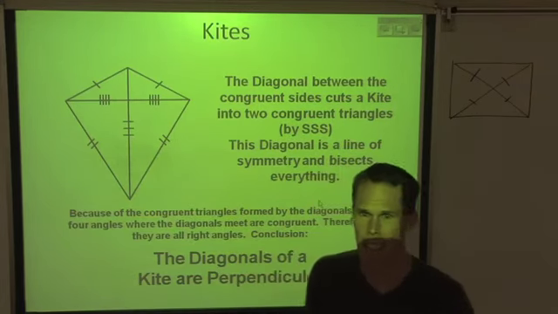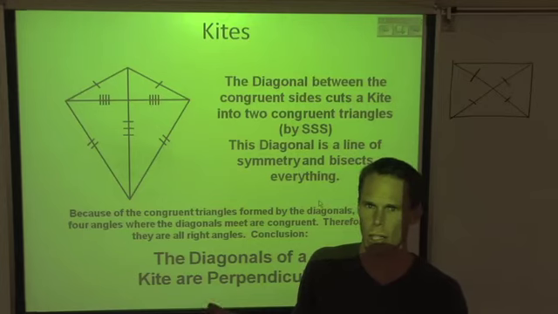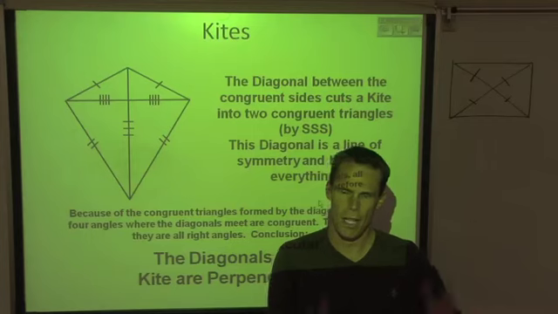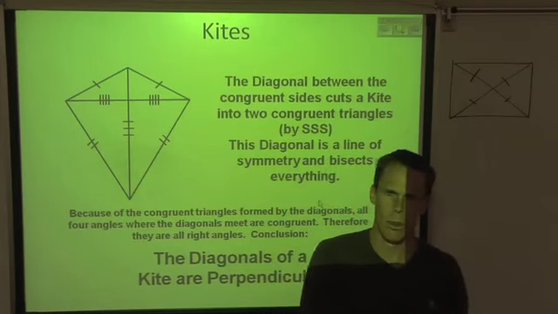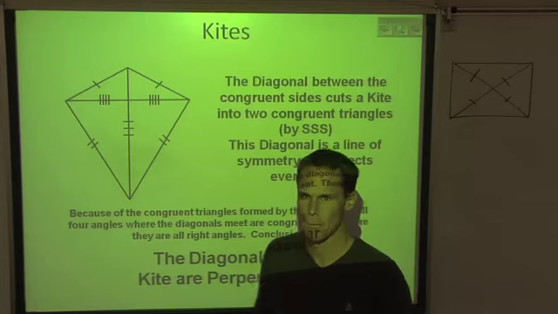Keep in mind, the diagonals of a rhombus are also perpendicular, so just having perpendicular diagonals is not enough for us to decide what shape it is. Rather, we are looking at it from, if it's a rhombus, diagonals are perpendicular. If it's a kite, diagonals are perpendicular.